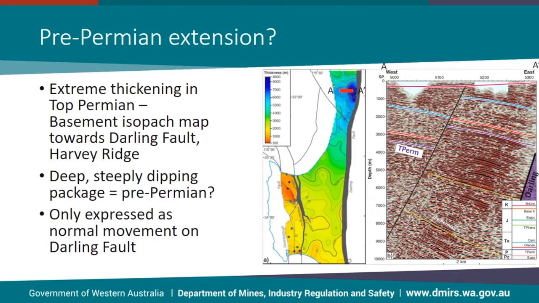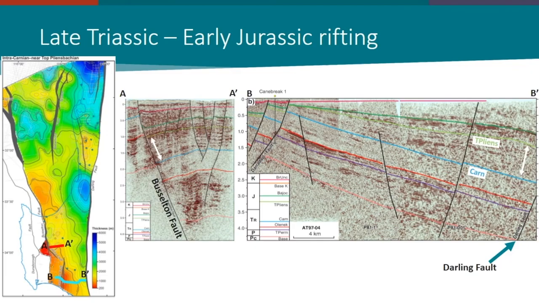Here, this extensional event is expressed only as normal movement on the Darling Fault, although it can't yet be discounted that this more steeply dipping package is lower Permian and simply implies early Permian extension. For the Carnian to top Pliensbachian section, which broadly corresponds to the Upper Lesueur Sandstone Yalgarup member and the Eneaba Formation age equivalent, wedge geometries and obvious thickening towards the Darling Fault, and to a lesser extent the Bustleton Fault, can be seen in sections across the Bunbury Trough.